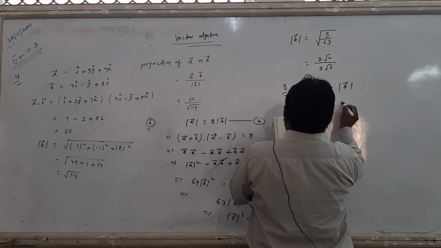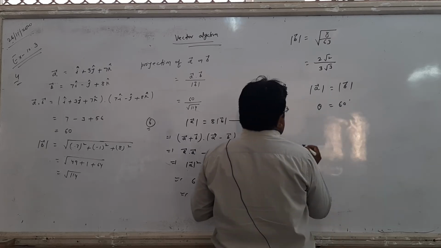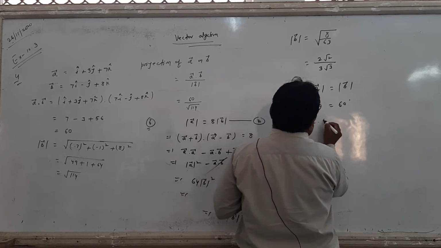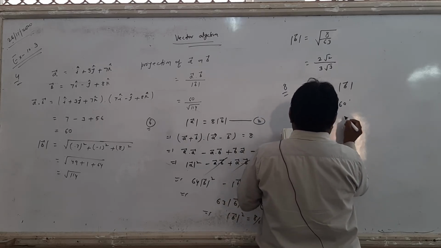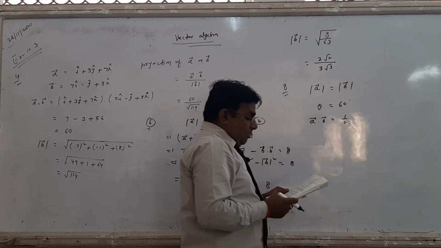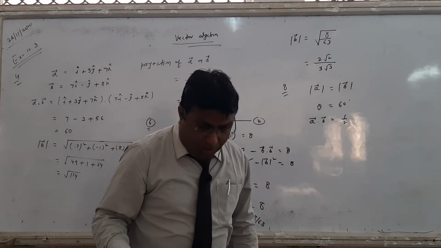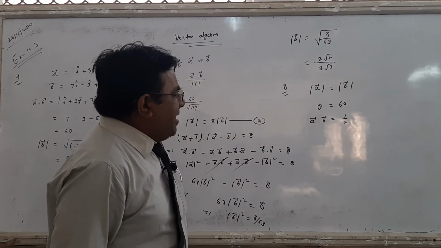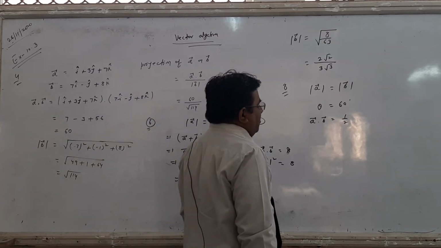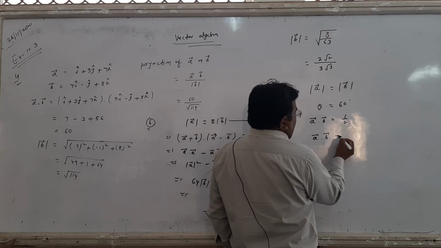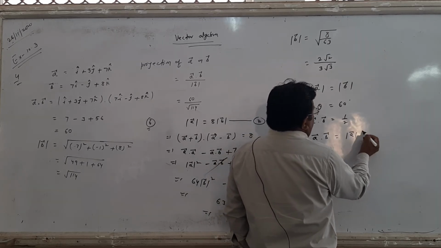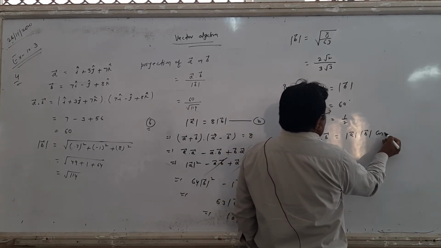Now theta is given as 60 degrees. And there is the scalar product, that means the dot product of two vectors. The scalar product of two vectors, A dot B, is given as 1 by 2. So now look here, find the magnitude of vector A and vector B. Angle is given, dot product is given, magnitude is equal. What is the formula of A dot B? You know, student, A dot B is the magnitude of A and magnitude of B cos theta.